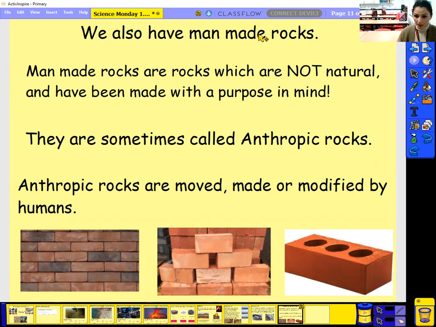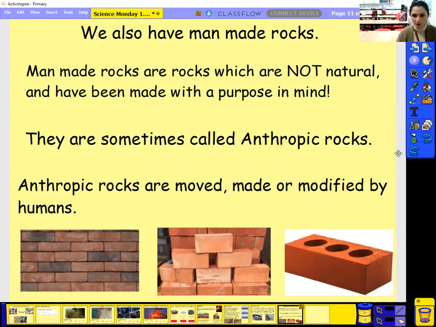It's made by us. So man-made rocks are rocks which are not natural, but have been made on purpose with a mind, so something to do, okay. They've been made for something, for a purpose. They are sometimes called anthropic rocks. Anthropic, and that's a hard one to say. Anthropic rocks are moved and made or modified, that means changed, by humans.